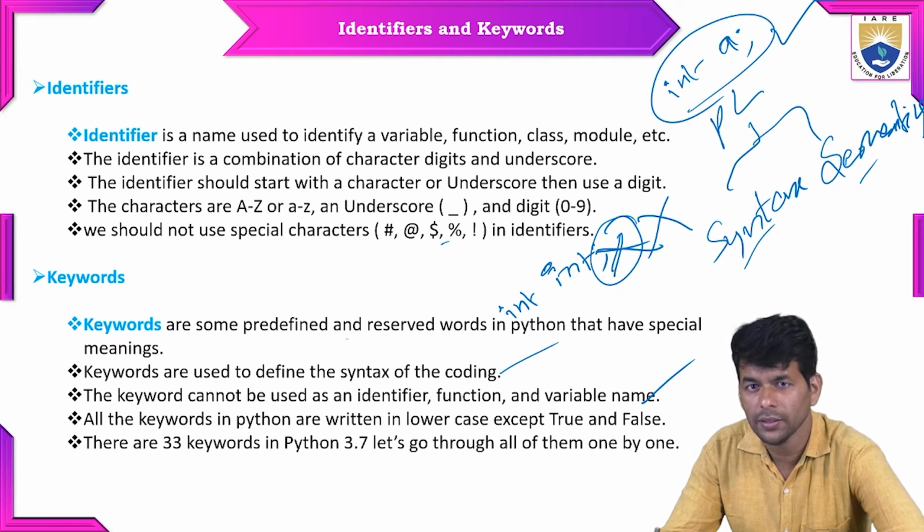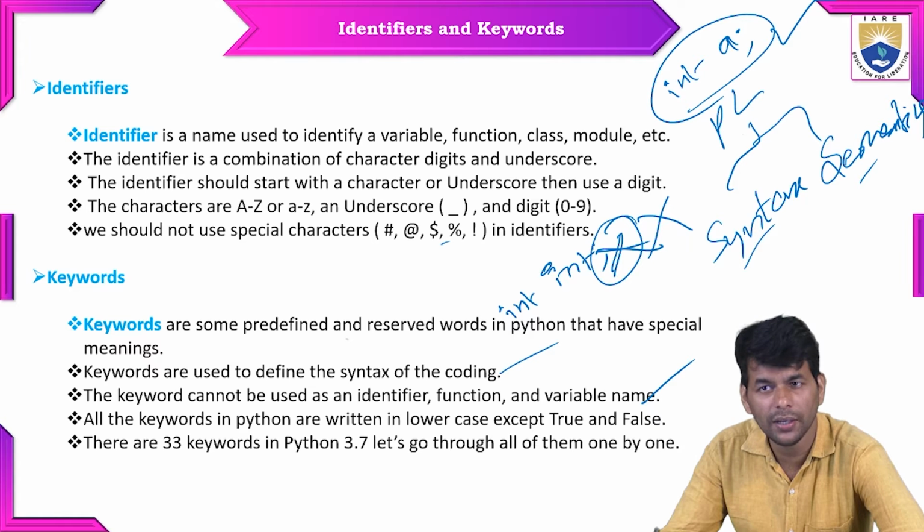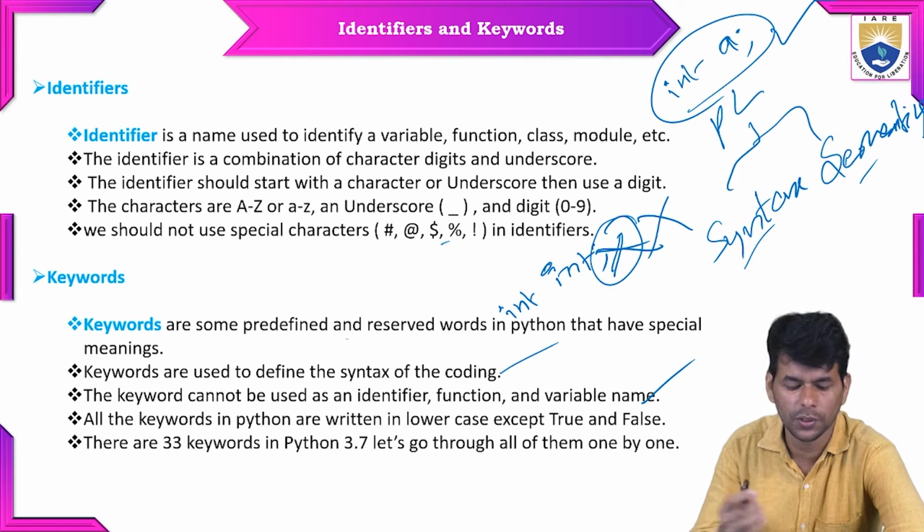The third point here: a keyword cannot be used as an identifier, as a function name, or as a variable name. The next one is: all keywords in Python are written in lowercase except True and False. What is the meaning of this one?